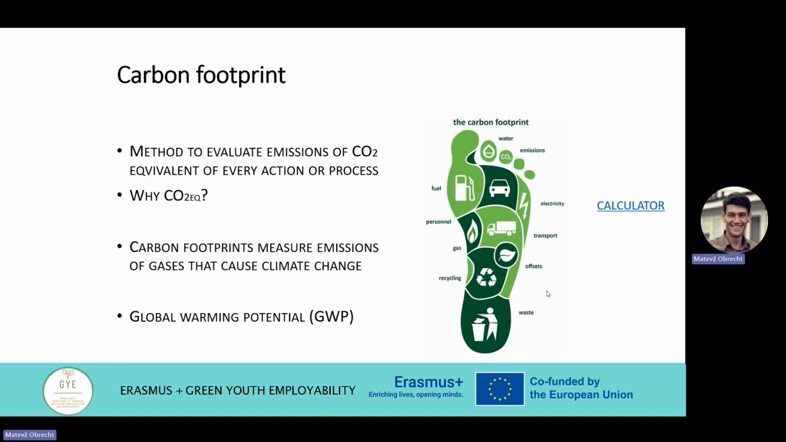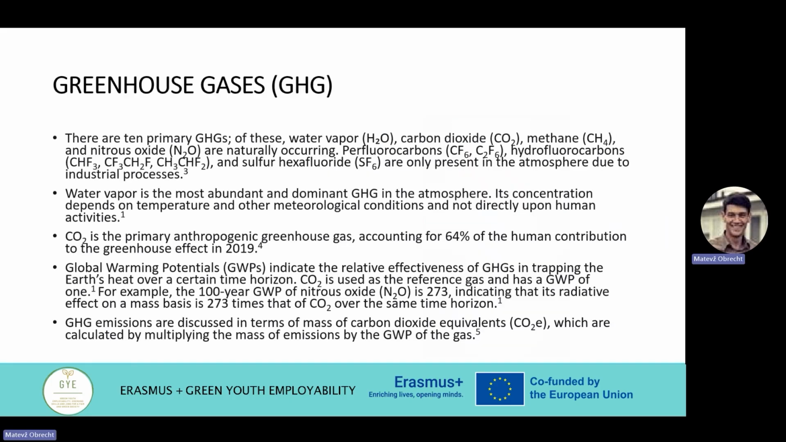Here we can see the representation, and here's the link for the calculator, but I will show you later on how to deal with that. So the primary greenhouse gases are water vapor, carbon dioxide, methane, as mentioned, and nitrous oxide. All these are naturally occurring. Then you have perfluorocarbons, hydrofluorocarbons, and so on, that are present in the atmosphere due to industrial processes. So let's say anthropogenic causes.